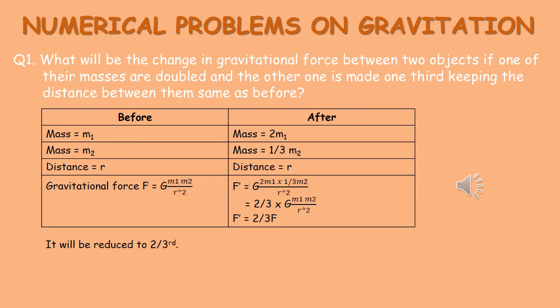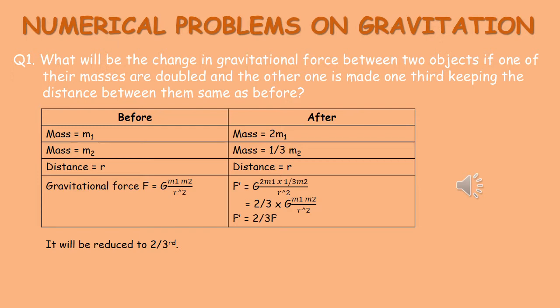Good morning, students. Today we'll be solving a few more numerical problems on gravitation. Question number 1. What will be the change in gravitational force between two objects if one of their masses is doubled and the other one is made one-third, keeping the distance between them as before?